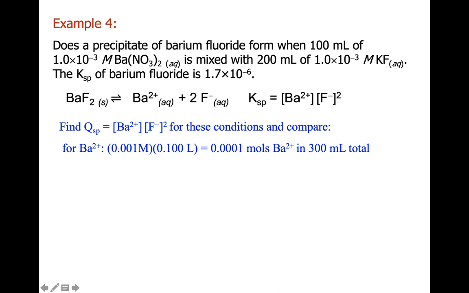Right? So for barium, we can find the number of moles. Barium nitrate is going to break apart into barium ions and 2 moles of nitrate ions. So the concentration of barium ion is going to be 0.001 molar times the volume in liters, in this case 0.1 liters. So we've got 0.0001 moles of barium in a 100 plus 200, 300 milliliter total. So the concentration of barium ions is going to be 0.00033 molar in this situation.